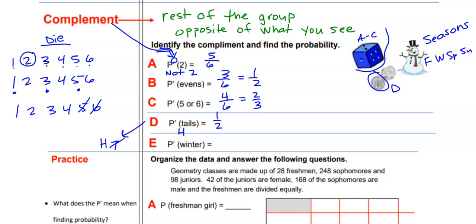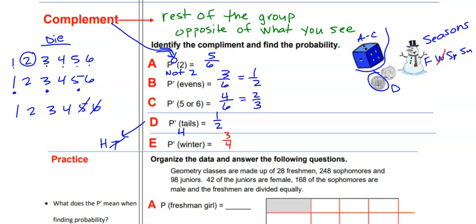Okay, so what is the probability that it's not winter? Well, if we got rid of winter, we would have 3 out of 4 left. Okay, so complements are actually quite simple. It's just kind of the opposite, like I said, the opposite of what you see, not winter. So cross off winter and see what you have left.